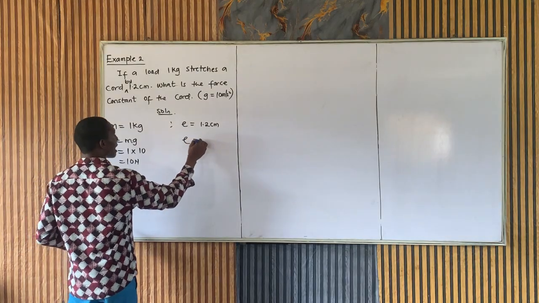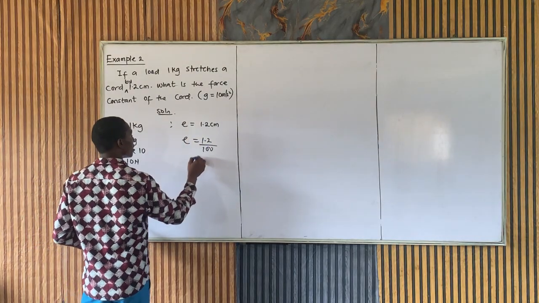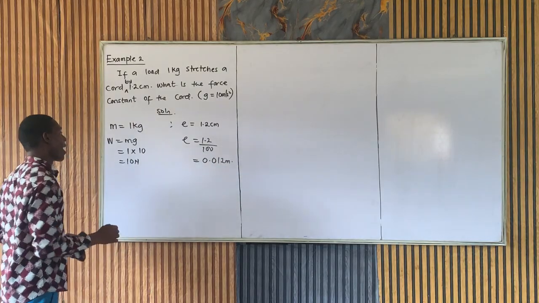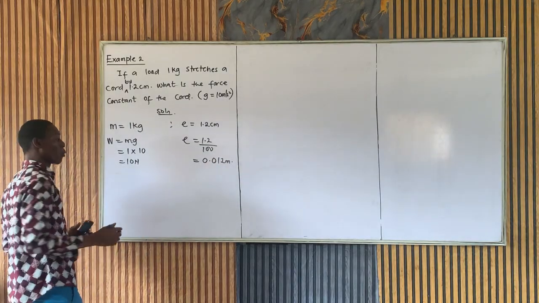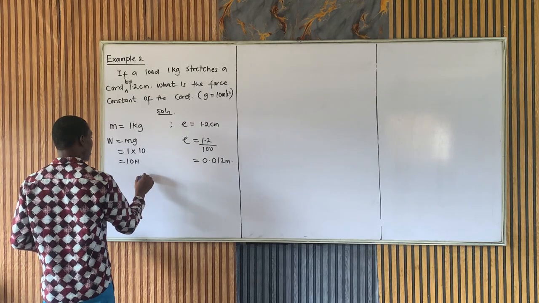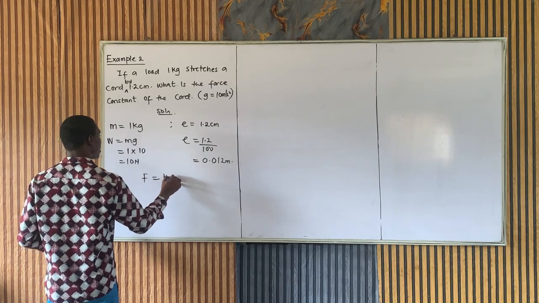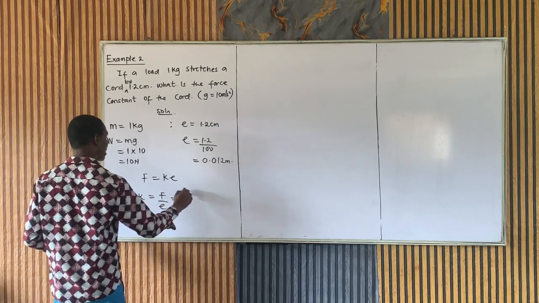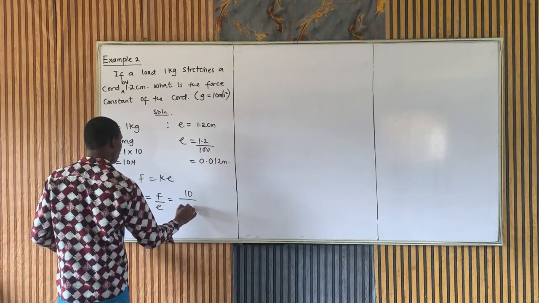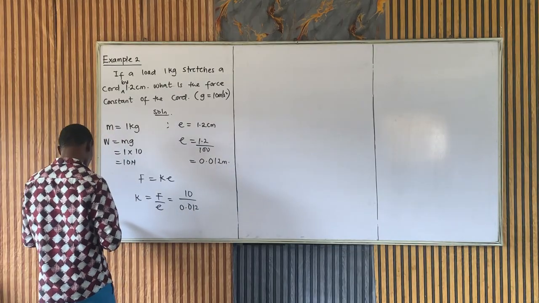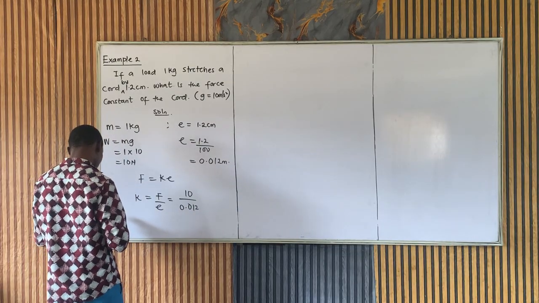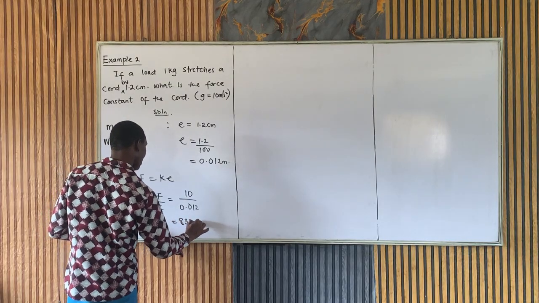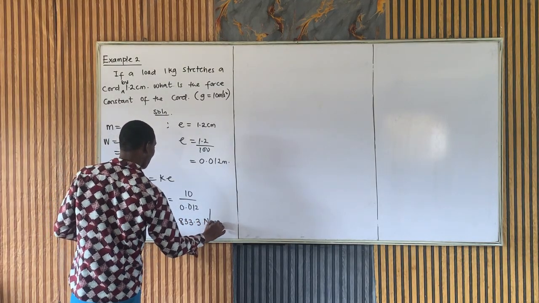And our extension in meters will be 1.2 divided by 100, and that will be 0.012 meters. And so we have to get K, just like in example 1. Since F is equal to KE, K itself will be F over E. Our F is given as 10, divided by 0.012. And that's 833.3 Newton per meter.